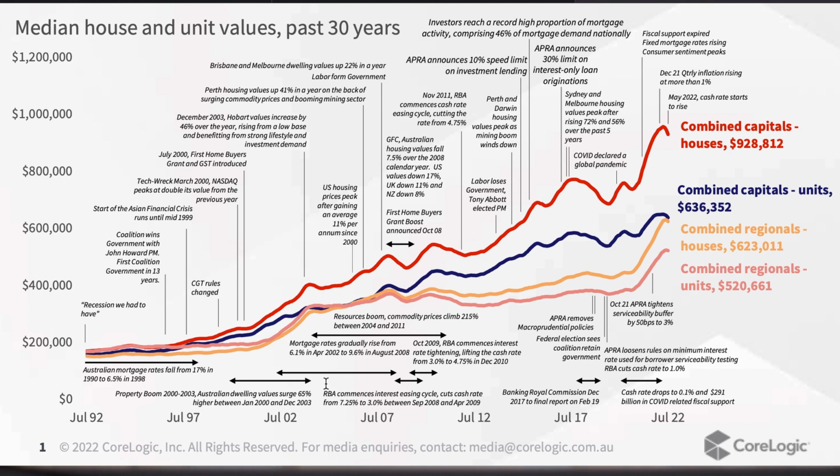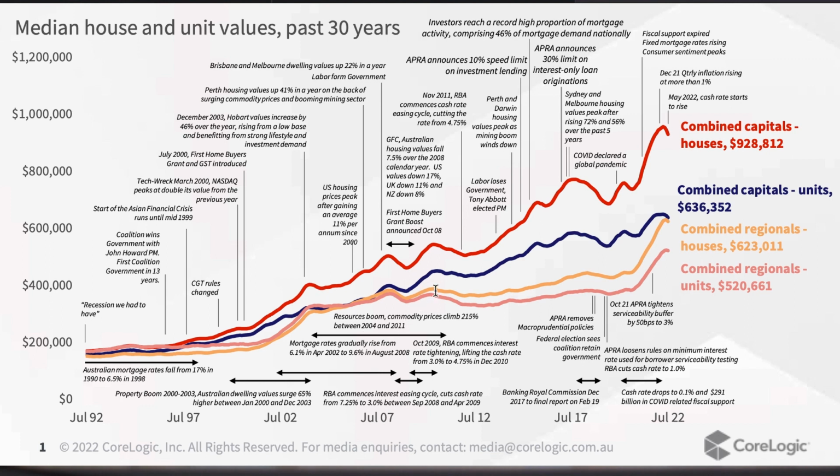And what were the interest rates? From this time, it says here in the data from CoreLogic, mortgage rates gradually rise from 6.1% in April of 2002 to 9.6% in August of 2008. And within those 6 years, house prices continued to grow. So it did not affect house prices at all in that period.